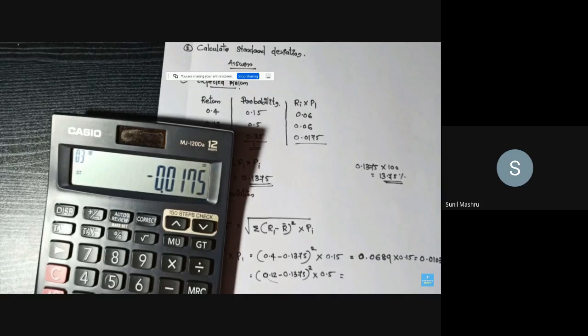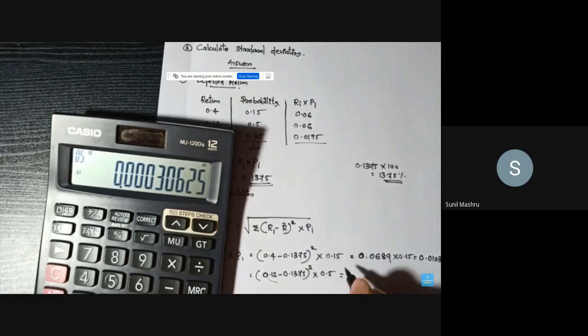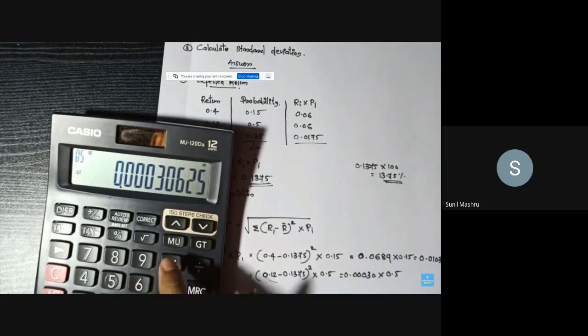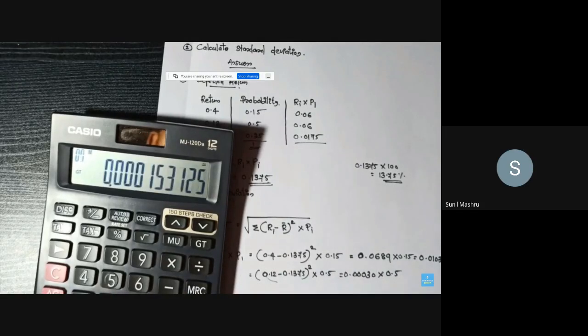And we have to find the square of this figure, so it will be positive. How we find the square is that first we click the multiplication symbol, then the equal symbol. So 0.0003 is the value of (Ri minus R bar) squared. I am going to write that here, 0.0003. That's enough. Into 0.5 is equal to 0.000153, right?